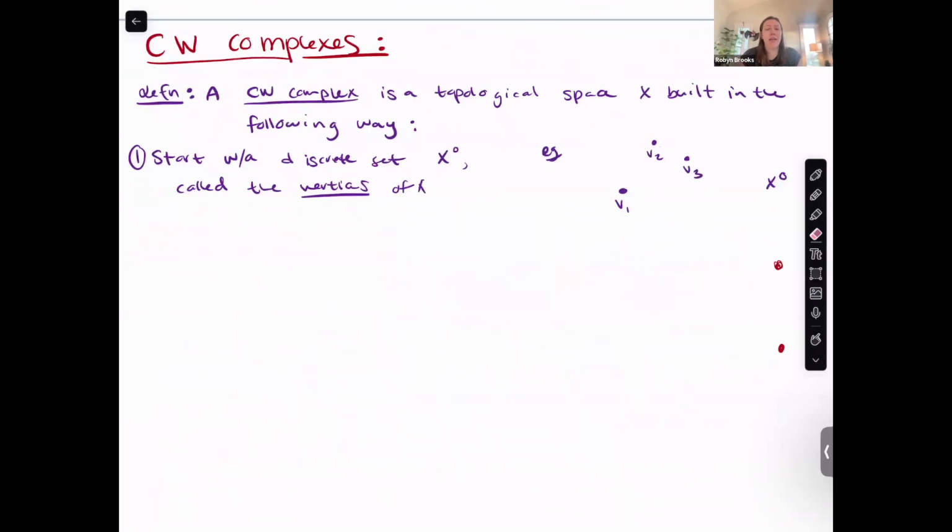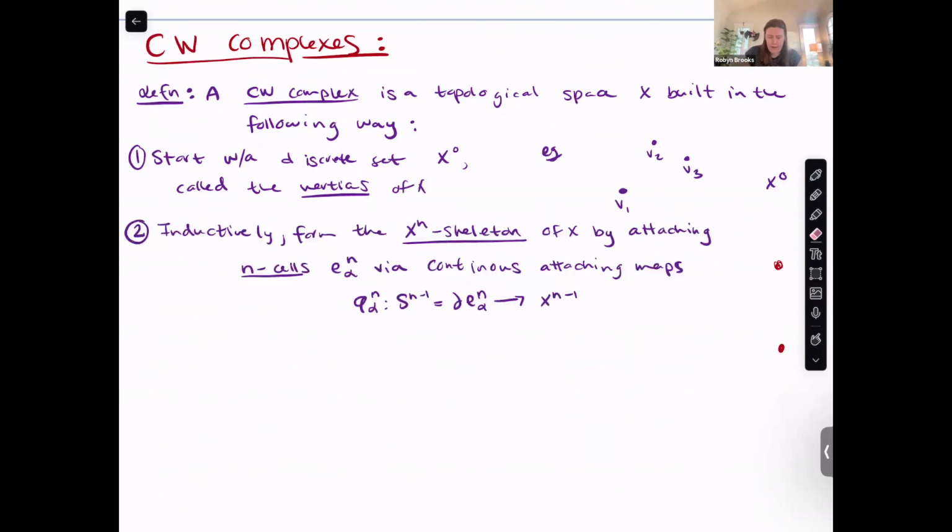Okay, last but not least, we have CW complexes. The definition of a CW complex is constructive. So we build a CW complex in the following way. We start with a discrete set, X0, and we call these the vertices of X. Inductively, we form the Xn skeleton of X by attaching n-cells, open balls of dimension n, to the n-1 skeleton via attaching maps.